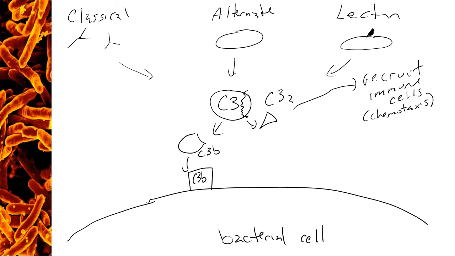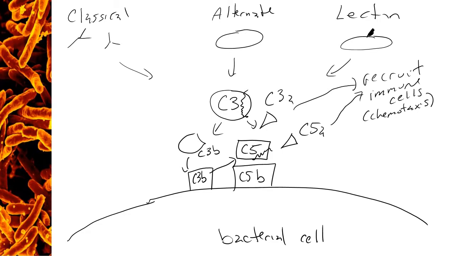So C3b is now our next complement protein. It is bound to the bacterial cell, and what it's going to do is it's going to take C5, another complement protein that's just circulating in the bloodstream, and C3b can now cleave C5. So again, we make a C5a and a C5b, which also binds the bacterial cell. C5a diffuses away, and it can also recruit those immune cells.